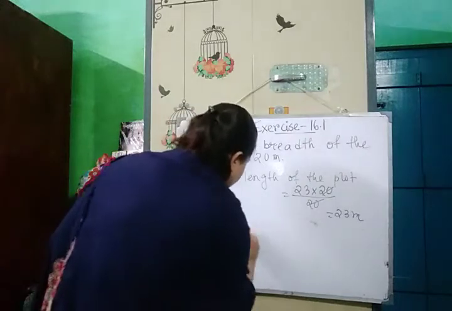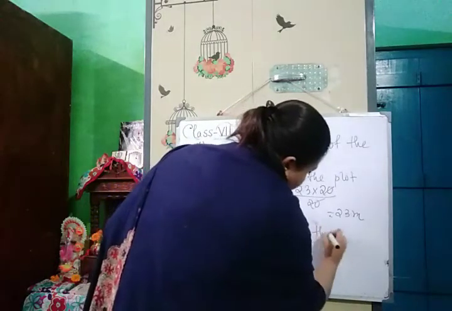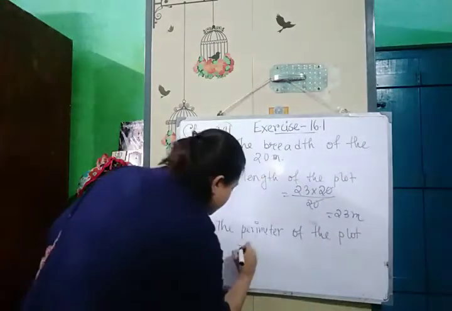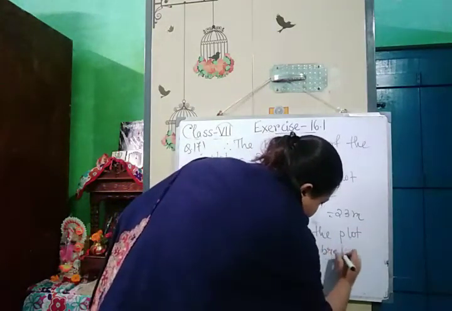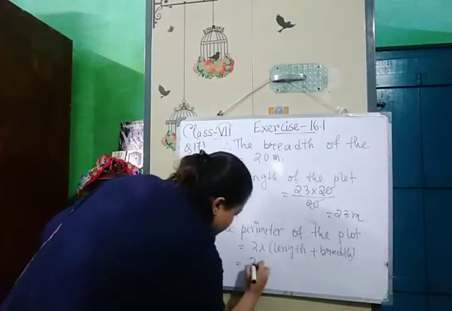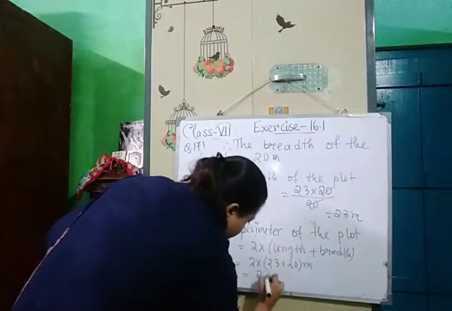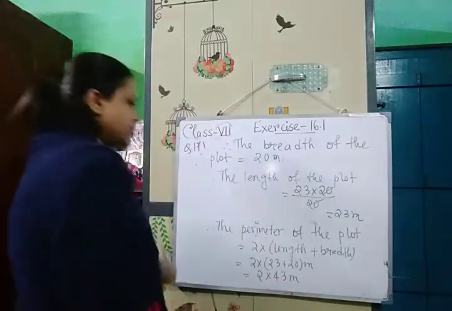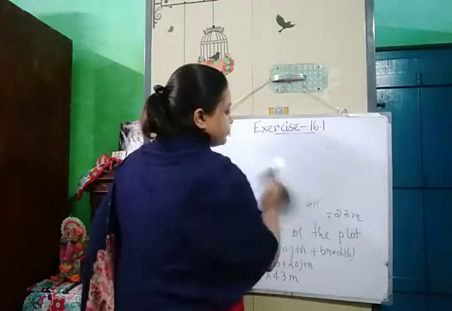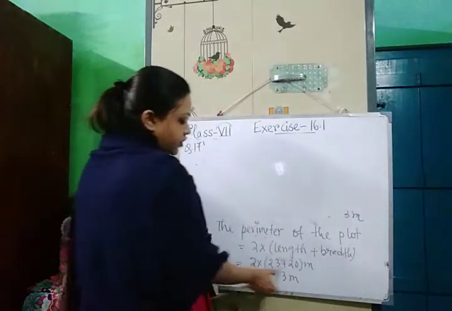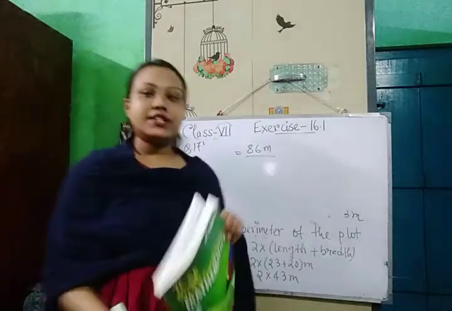Therefore, the perimeter of the plot is equal to 2 into length plus breadth. So that means 2 into 23 plus 20 meter is equal to 2 into 43 meter. So 2 into 43 means 86 meter. So 86 meter is the perimeter of the rectangular plot.